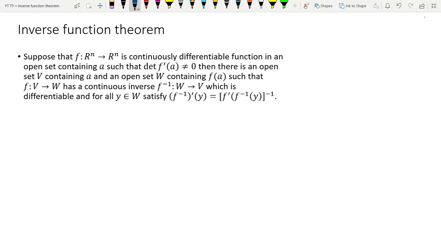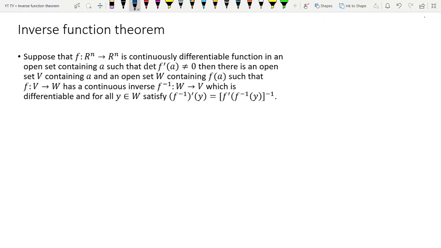See, this is the proper statement. Inverse function theorem. We are talking about a vector field function from Rn to Rn. This is a continuously differentiable function in an open set containing A, such that, now when we talk about Rn to Rn, the derivative is nothing but the Jacobian matrix. So when do we say that it is not 0? That means it is invertible, that is, the determinant of that is not equal to 0. So the derivative is not equal to 0 means the determinant of that Jacobian is not equal to 0. So the condition is that the determinant of f dash of A is not equal to 0.